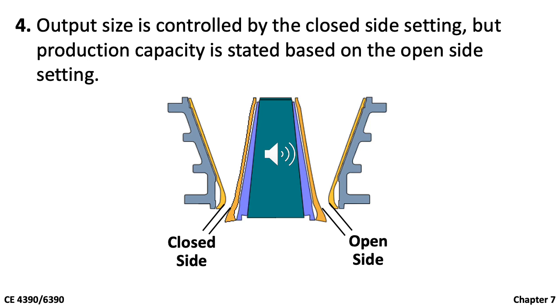Similar to jaw crushers, gyratory crushers also have two parameters, closed side setting and open side setting. The open side setting is measured when the machine is stopped and it is larger than the closed side setting. The actual output is controlled by the closed side setting, but the production capacity stated in the manufacturer table is based on the open side setting.